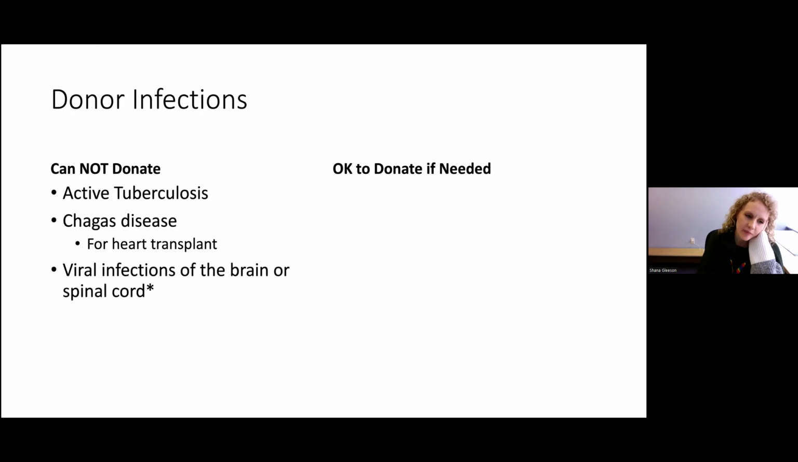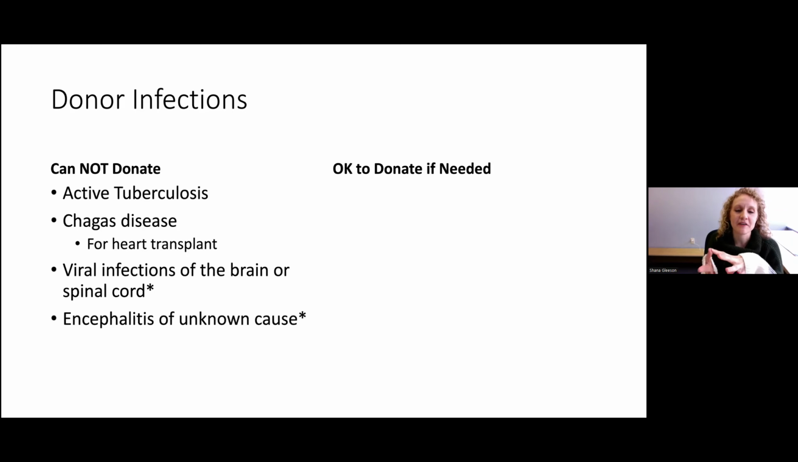And then I put these last two together with an asterisk. So, viral infections of the nervous system or encephalitis of unknown cause. This is one that comes up for us sometimes on donor calls, where if there's any suspicion or possibility that this person has a viral encephalitis or a viral myelitis, especially if we don't know for sure. They have fever, altered mental status, aspects of their case that look like they could be an encephalitis, but we're not 100% sure what the diagnosis is.